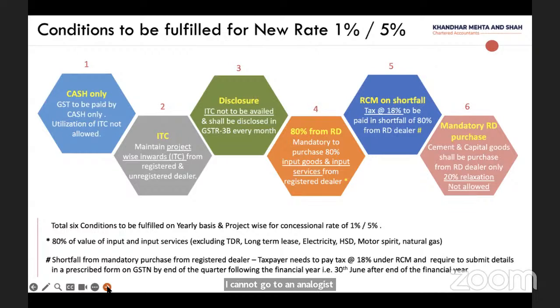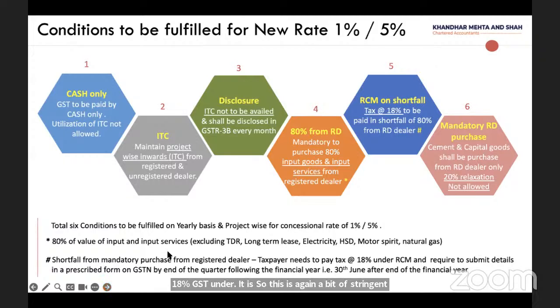And if I'm not fulfilling that particular 80%, then on the shortfall amount, I have to pay 18% GST under the reverse charge mechanism, that is RCM. So this is again a bit of a stringent condition.